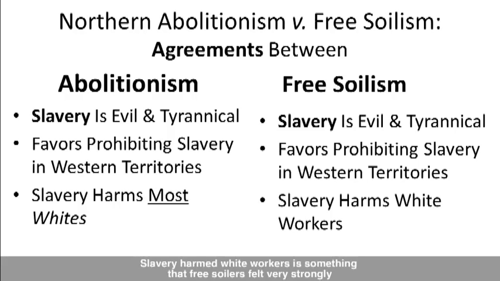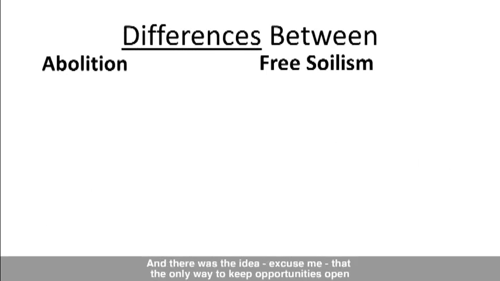Slavery harmed white workers is something that free soilers felt very strongly. That wherever the institution of slavery existed, that degraded the value and the wages that labor, including free labor, could get if slavery was present as an option. And there was the idea that the only way to keep opportunities open for white Northerners moving westward was to keep slavery from existing in the West.